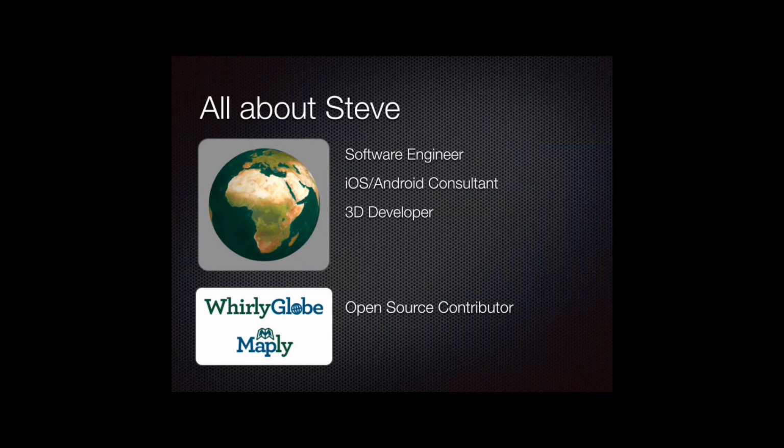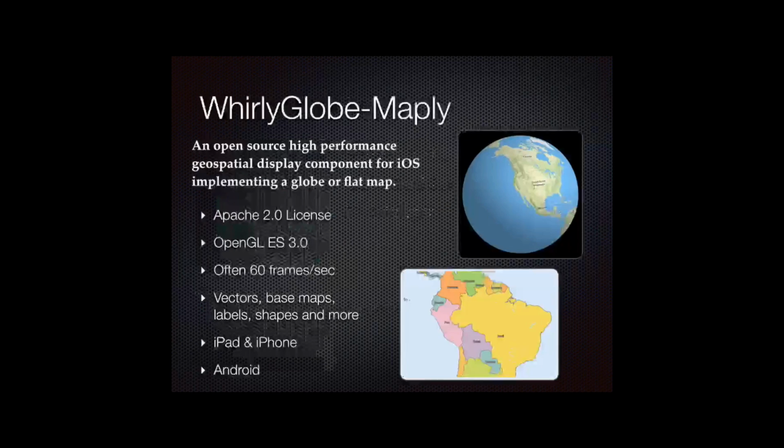So I make a toolkit, which I'll talk about shortly, called WhirlyGlobe-Maply. I'm a software engineer and an iOS and Android consultant. That is, I do mobile development for a living. I also do a lot of 3D development, so 3D interaction on tablets and mobile devices and things of that sort. And I'm also an open source contributor. I use a lot of open source toolkits, and I make my own as well, which I'll talk about now.